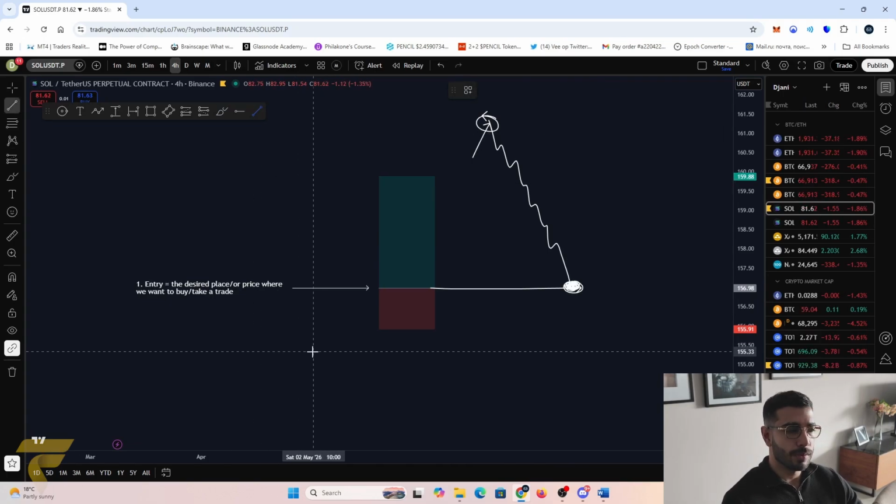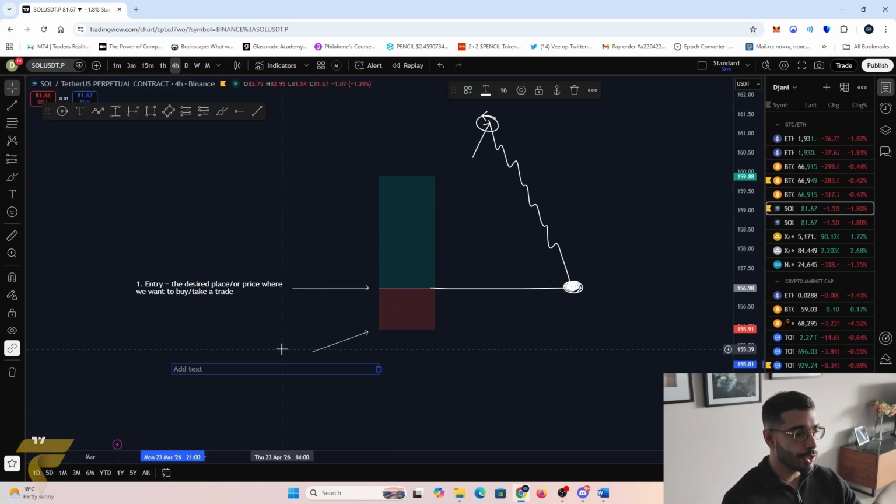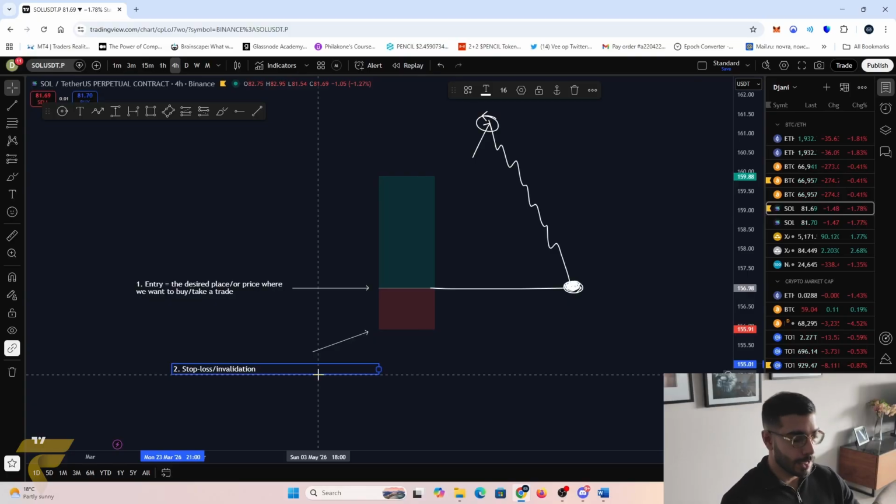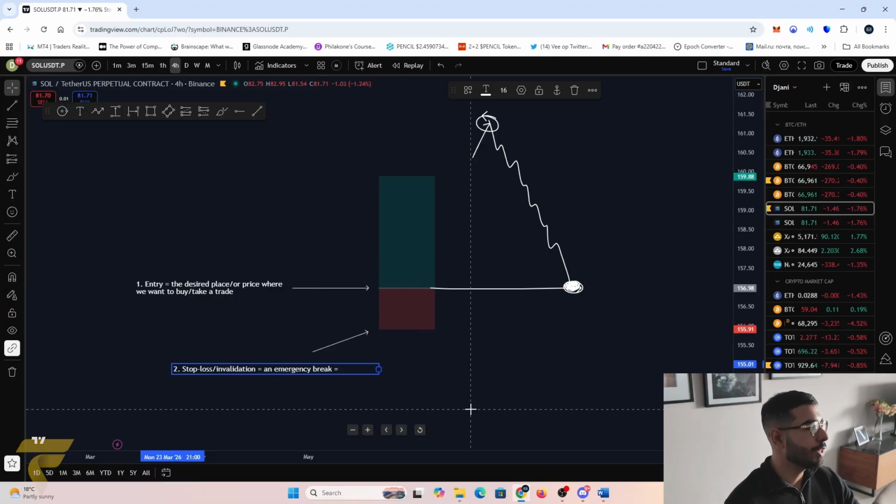Then the second one, being one of the most important ones as well, is the so-called stop loss or invalidation. I'm referring to the red box within the block. This is what we can consider to be an emergency brake. Whenever price touches my invalidation, my position will automatically be closed, so we don't lose more money than we have predetermined.